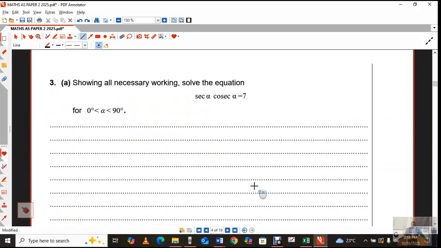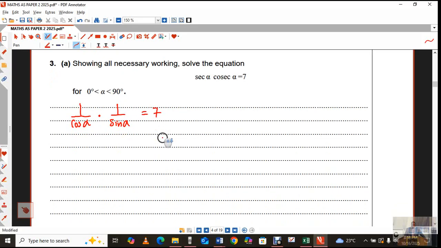Okay, let's look at question number 3. Now, question number 3 says, showing all necessary workings, solve the equation. Now, I hope you are very familiar with your reciprocal functions, okay? And then you know that sec is the same as 1 over cos. So sec alpha is the same as 1 over cos alpha, and multiply that with cosec, which is the same as 1 over sine alpha. And that should equal 7.